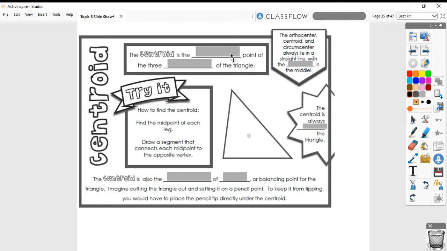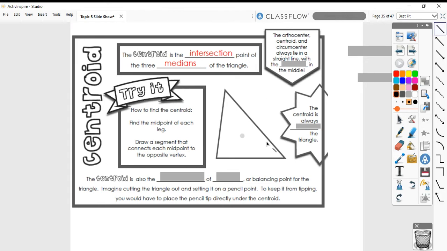So, first thing is the centroid. It is the intersection point of the three medians. Now, the medians, important to note here, a median is a line that connects the vertex of a triangle, so right here, to the midpoint of the opposite side. So if we do like that and drew that line right there, we do the same thing from this corner up to this midpoint. We do the same thing from this corner to this midpoint.